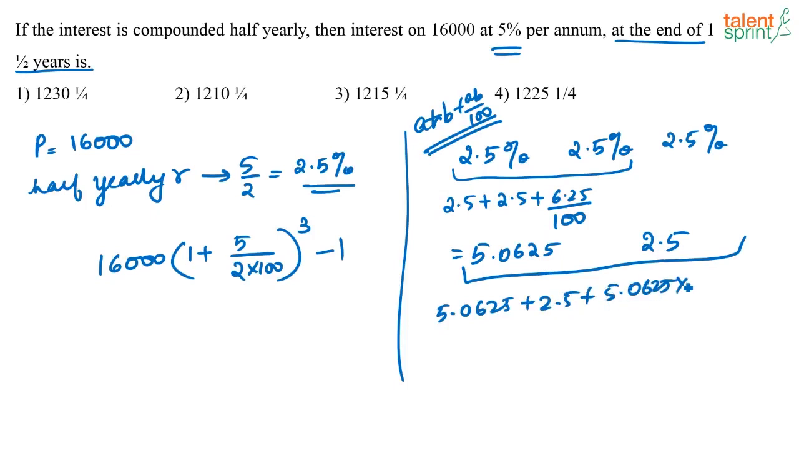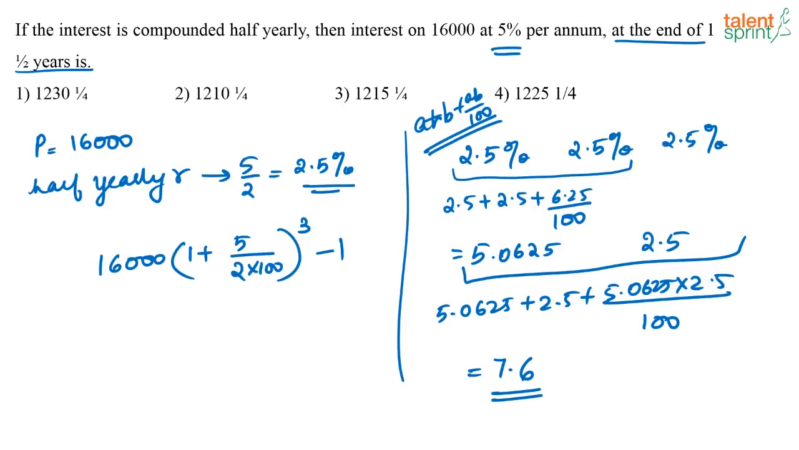Practically not possible to get these values in the examination. Okay, so I think when you solve, you will get the effective percentage to be somewhere around 7.6. So multiply that with this 16,000.